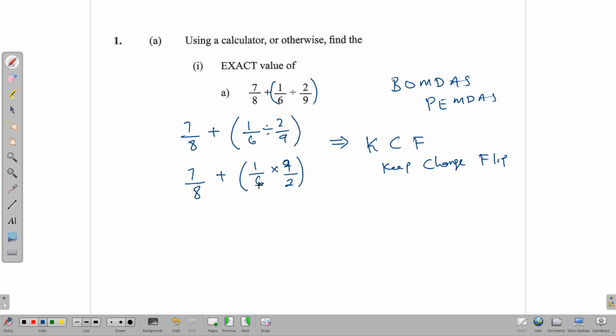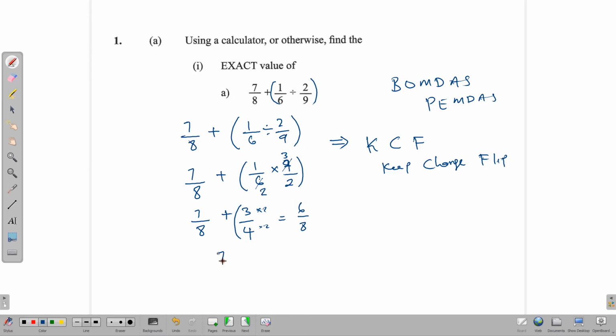Now here we can divide 6 and 9 by 3. So 3 into 6 will go 2 times, and 9 divided by 3 gives us 3. So what we really have now is 7 over 8 plus, coming out of the bracket, 3 over 4. Now, they do not have the same denominator here, but we can easily rename this fraction by multiplying both numerator and denominator by 2. So we end up with 6 over 8.